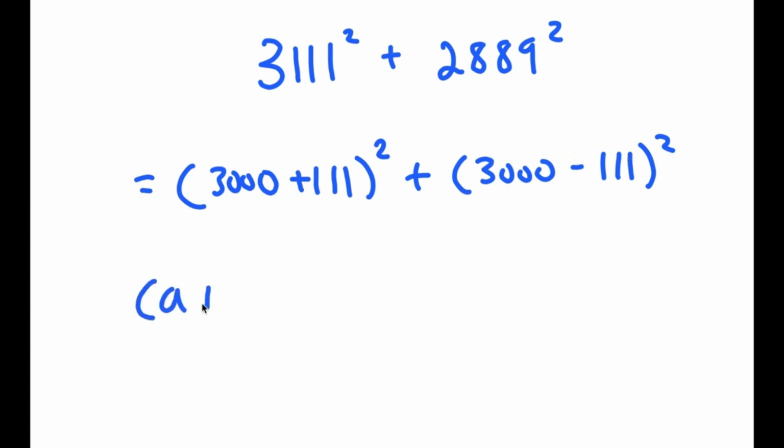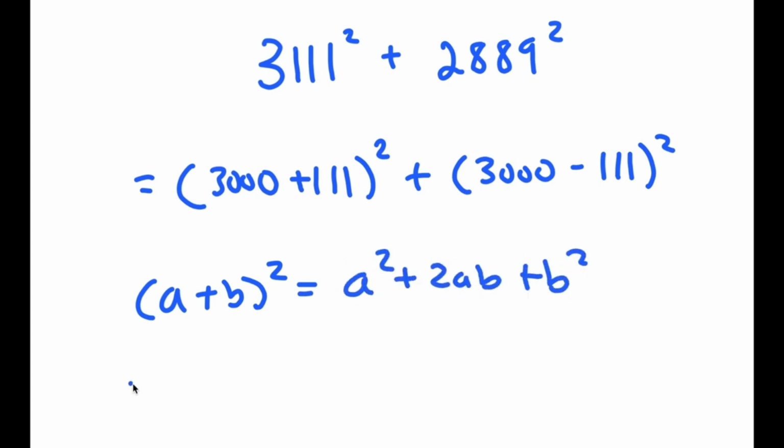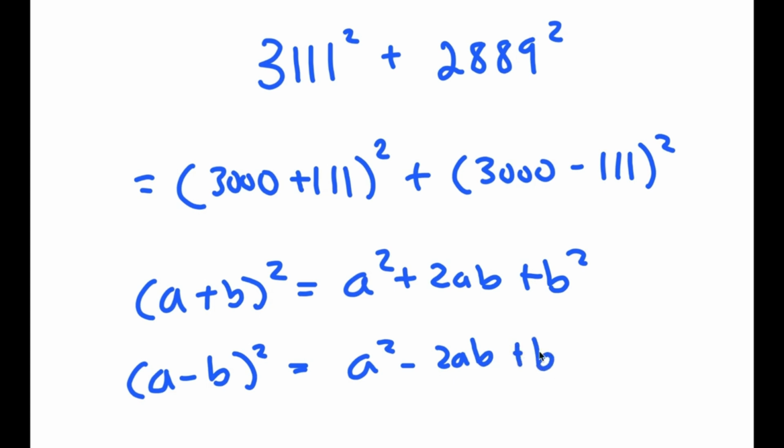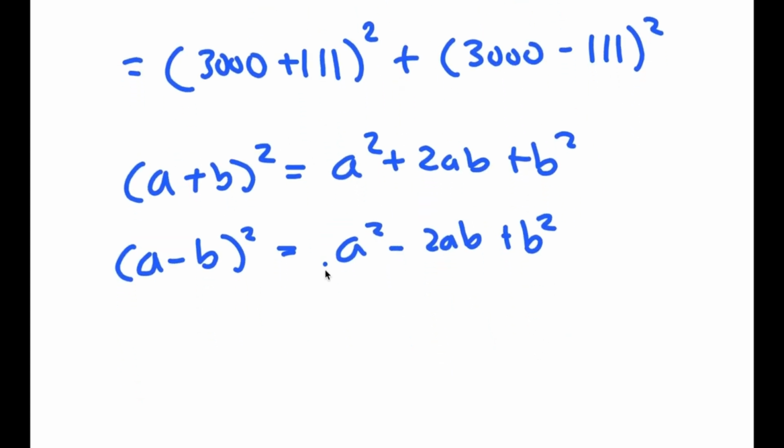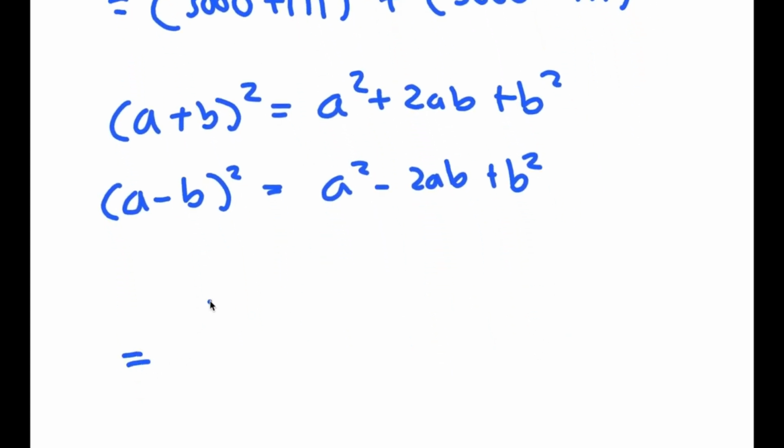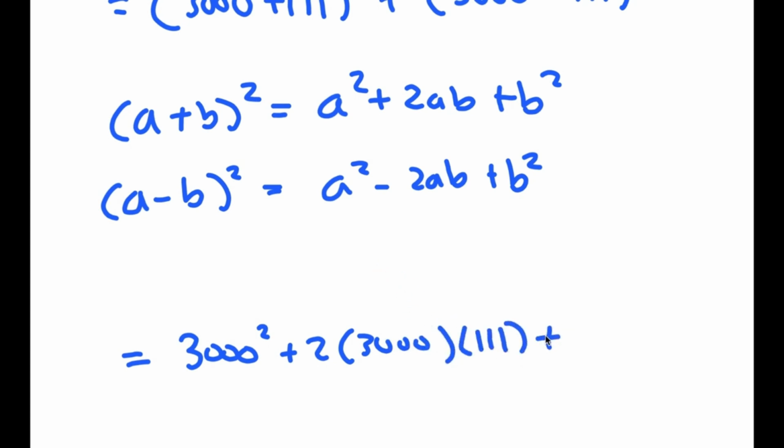Now if I have something in the form a plus b squared, this is equal to a squared plus 2ab plus b squared. And if I have something in the form a minus b squared, this is equal to a squared minus 2ab plus b squared. So 3,000 plus 111 squared is equal to 3,000 squared plus 2 times 3,000 times 111 plus 111 squared.